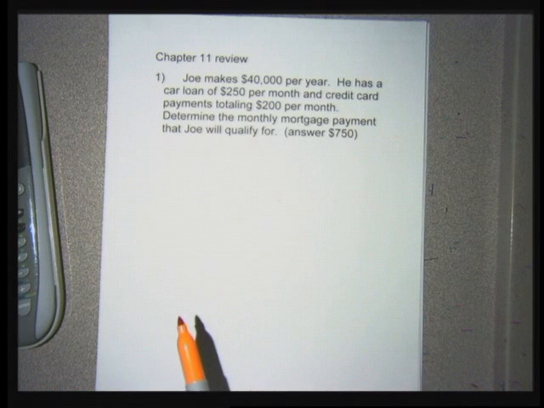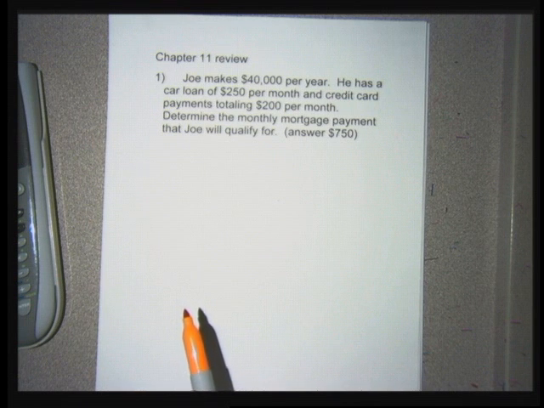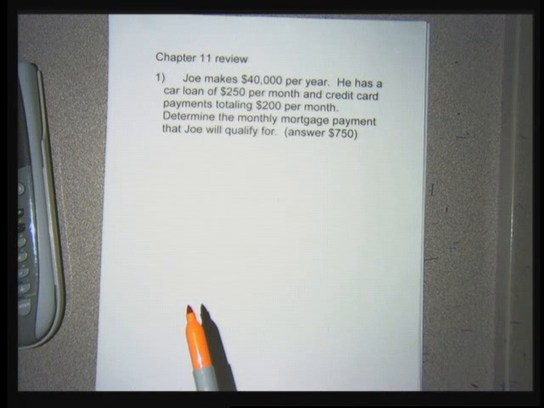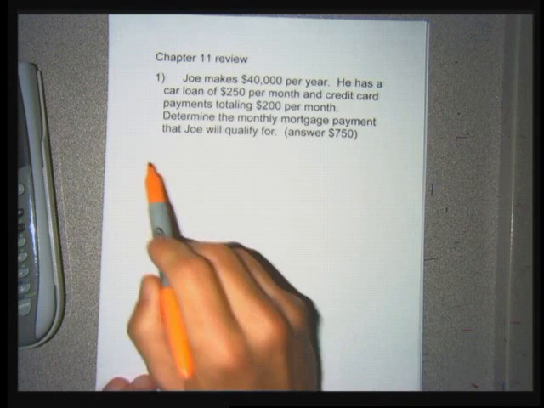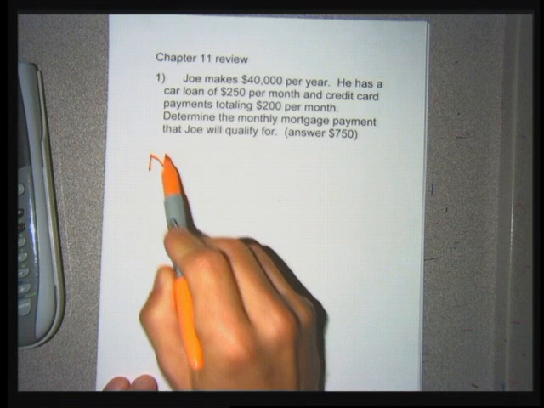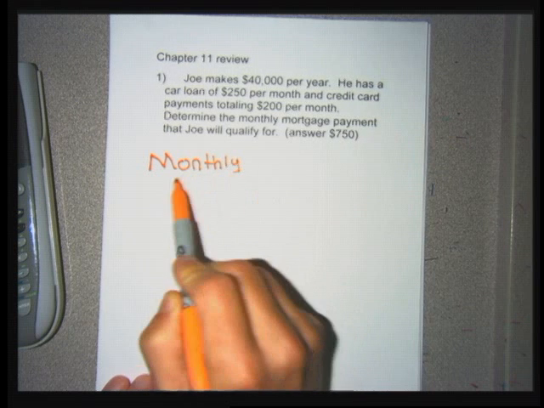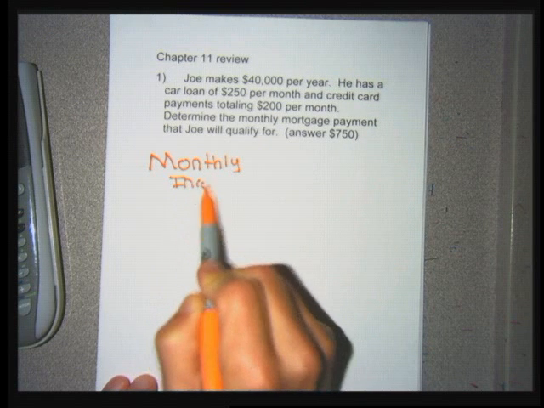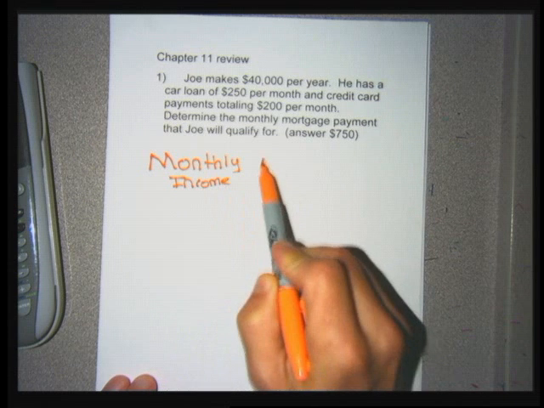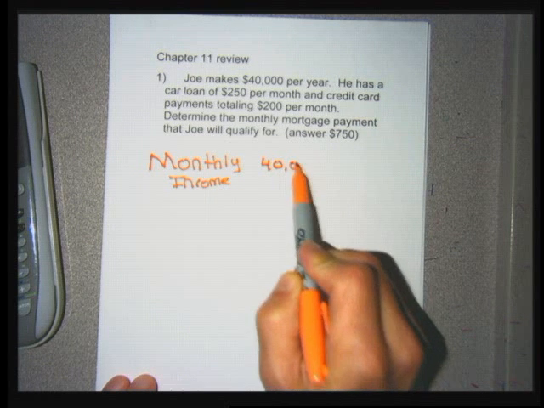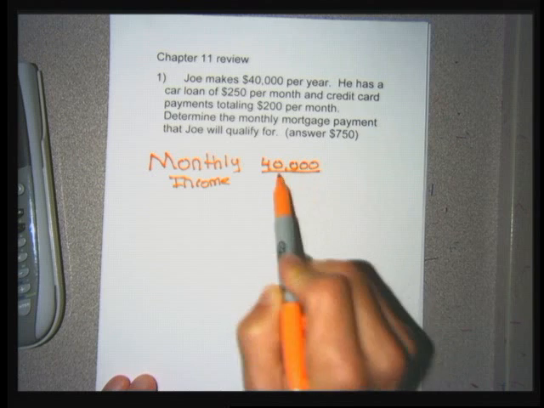The first problem on the review talks about Joe wanting to see how much he can qualify for as a mortgage payment. Of course, that's the PITI: principal, interest, taxes, and insurance. To figure out the monthly payment that you can qualify for, the first thing we need is the monthly income, and that's computed by taking Joe's annual income and dividing it by 12.